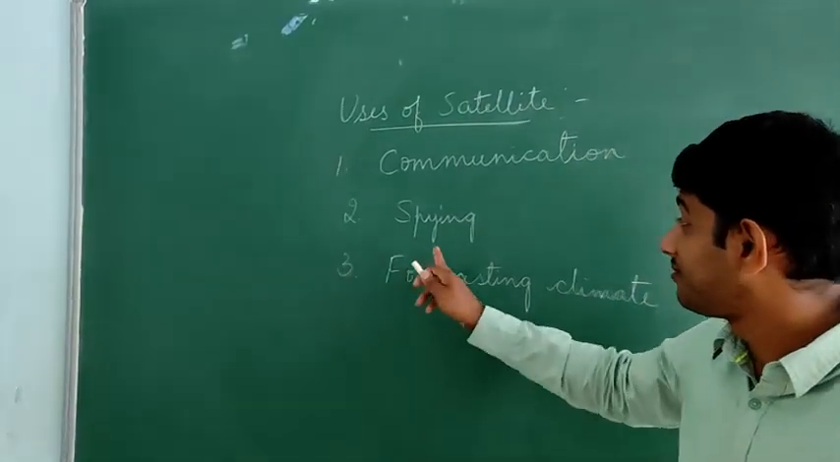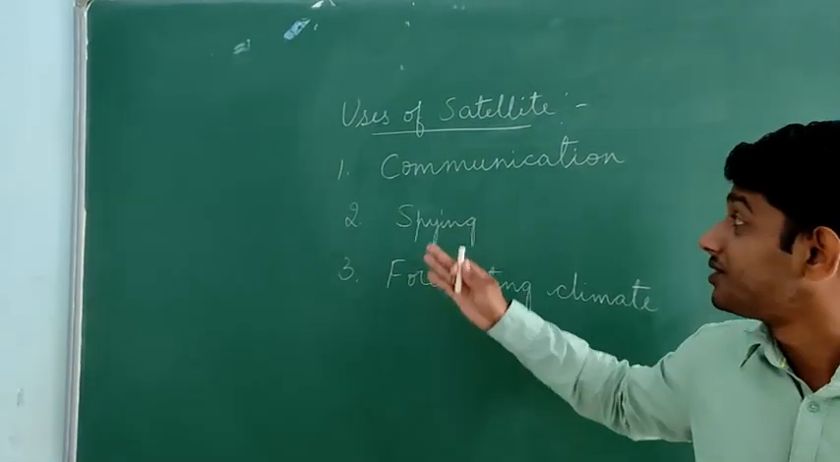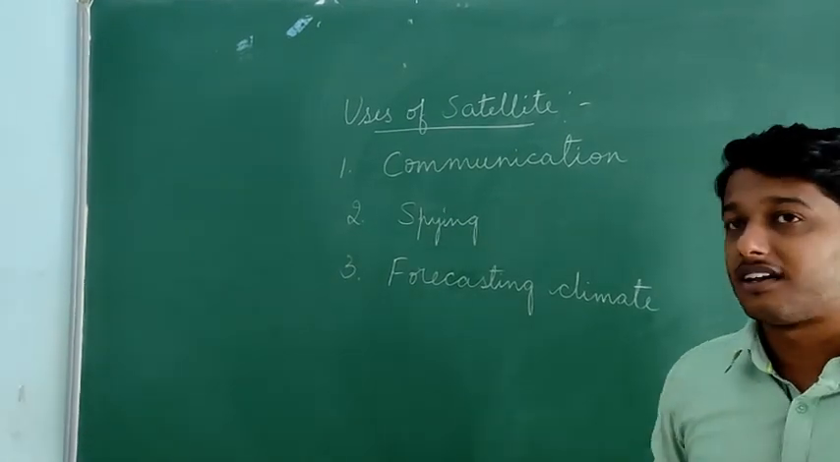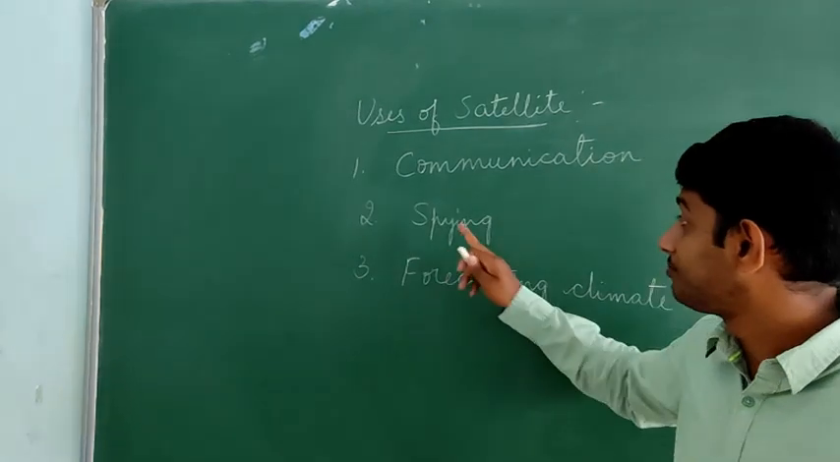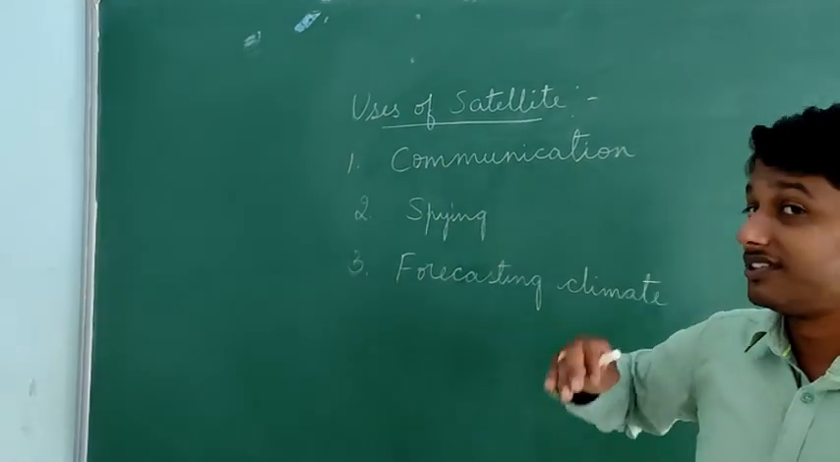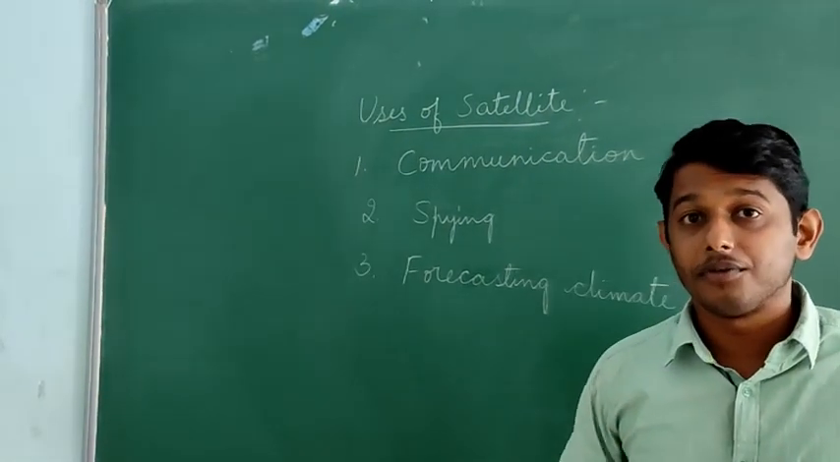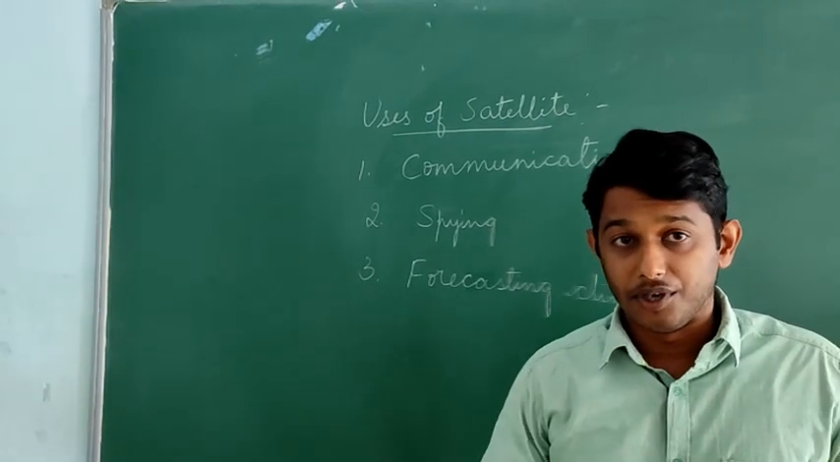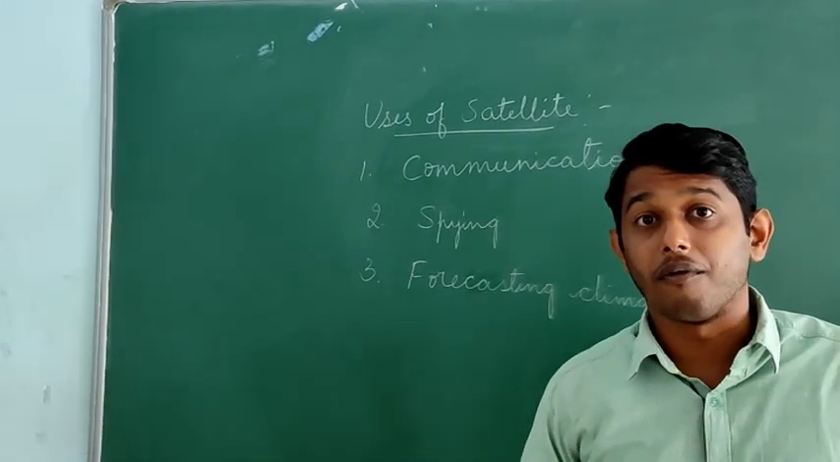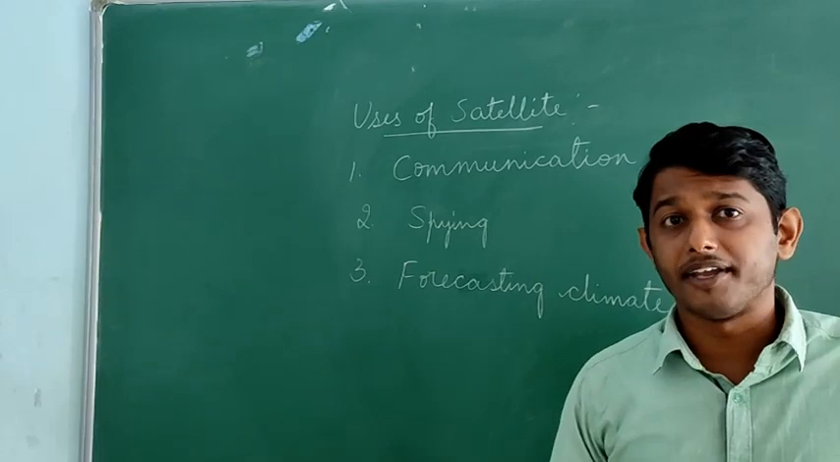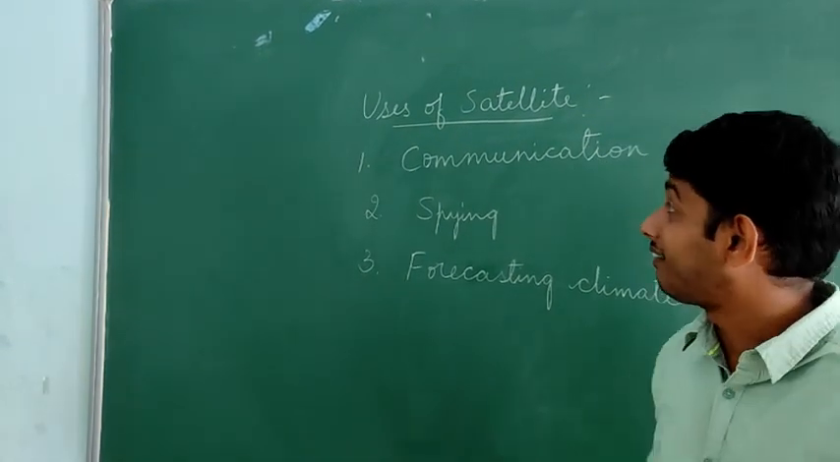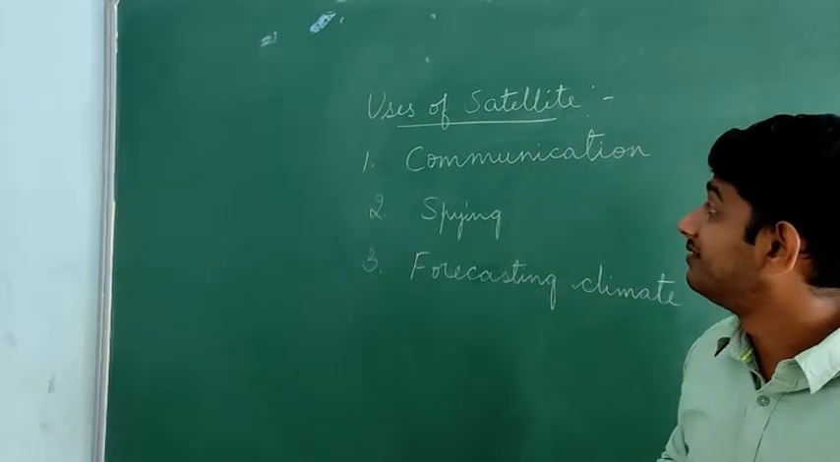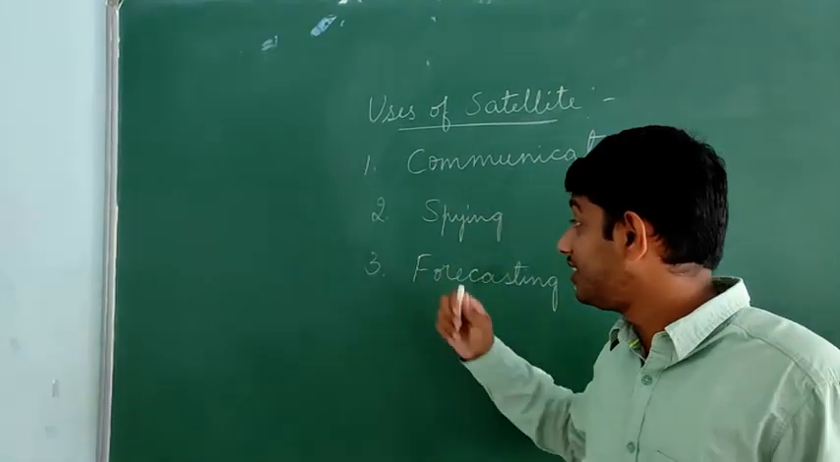So the next one is spying. Spying means spying work, in Kannada. People use this for defense purposes. In the situation of war, they need to spy on others, because they should be very cautious. For that reason, they make use of these satellites. So they are used in spying.